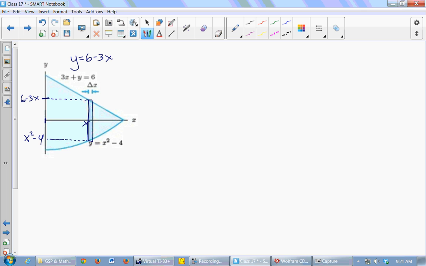And I will take an absolute value. Normally I could do the bigger one minus the smaller one, but I could also do the smaller one minus the bigger one if I use absolute values. So if you're unsure which one's bigger, just use absolute value. So the area of my slice is going to be delta x, that's the width, times the height of my slice. And the height of that slice is going to be 6 minus 3x minus x squared minus 4.